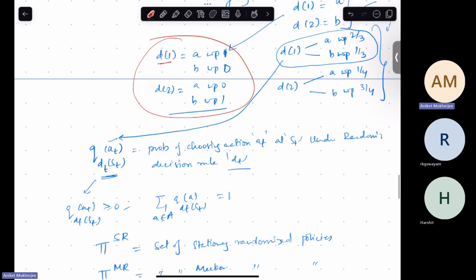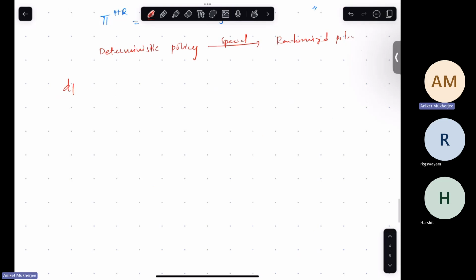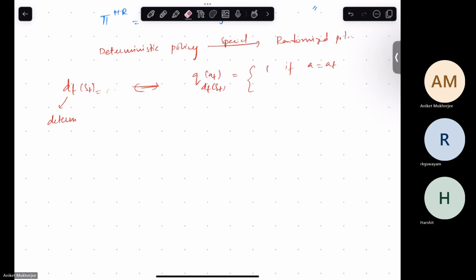So if you want to write it more clearly, suppose DT is a deterministic policy. So DT(ST) equals AT. Now, how do you write it as a randomized policy? QT(DT(ST) = A) is equal to 1 if A equals AT, and 0 if A is not equal to AT.